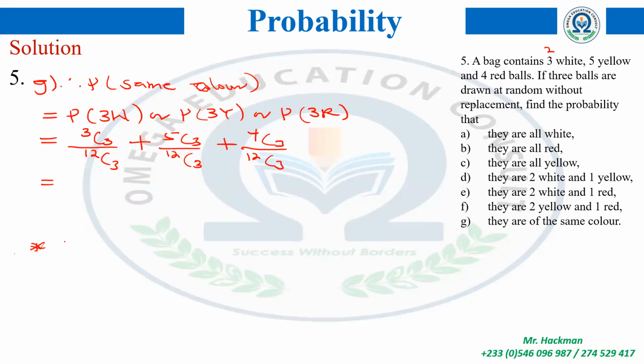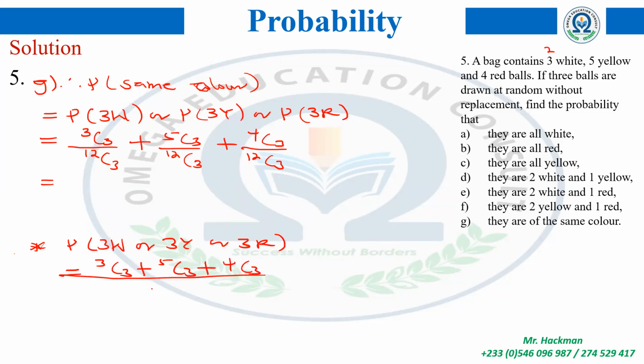So in this case, I can write 3 whites, I'm putting everything together, or 3 yellow, or 3 red. So I have everything together. In that case, this is how I'll write it: 3 combination 3 plus 5 combination 3 plus 4 combination 3, the whole of that over 12 combination 3.